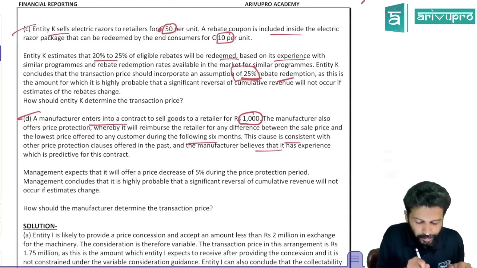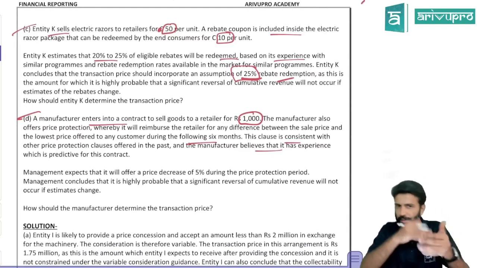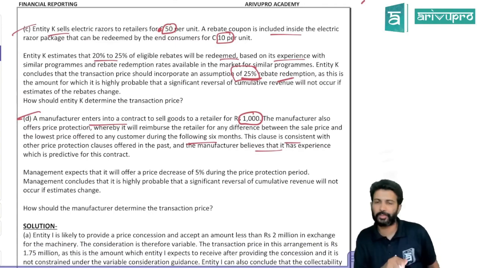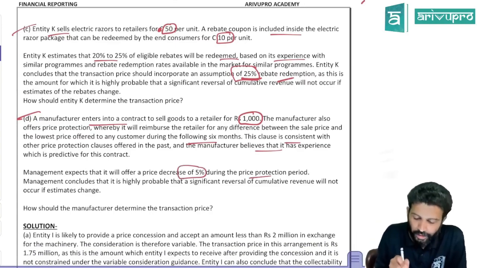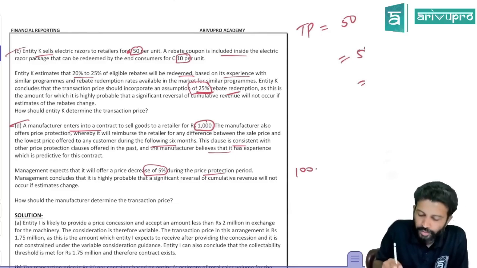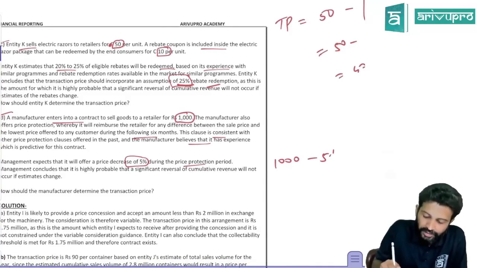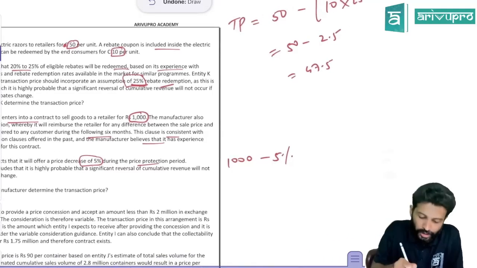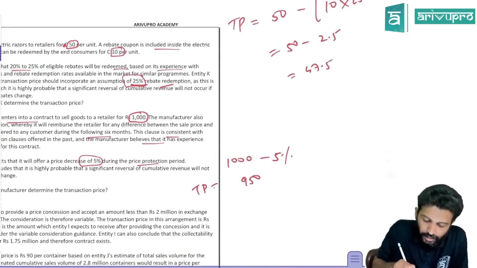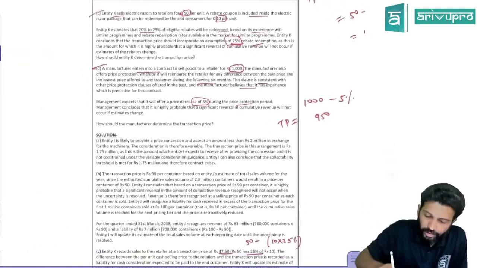Okay. That means we are not new to this contract. We have done such contracts before and we have expertise in this regard. Management expects that it will offer a price decrease of 5% during the price protection period. So though we have sold it for 1,000 rupees, 5% we may have to refund back to the customer because we feel the price will get reduced in future. That means the transaction price will be 950 in this particular case. So that's what they've told.